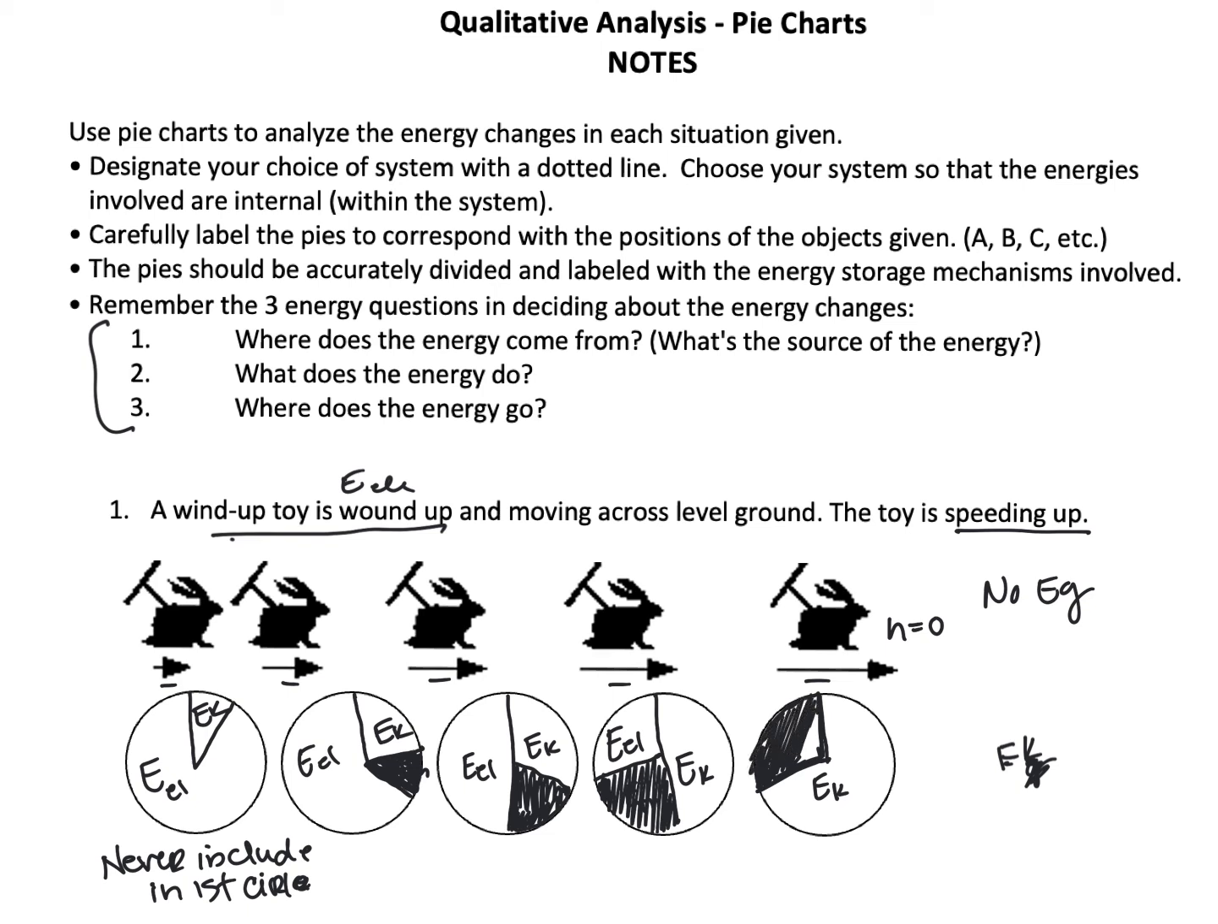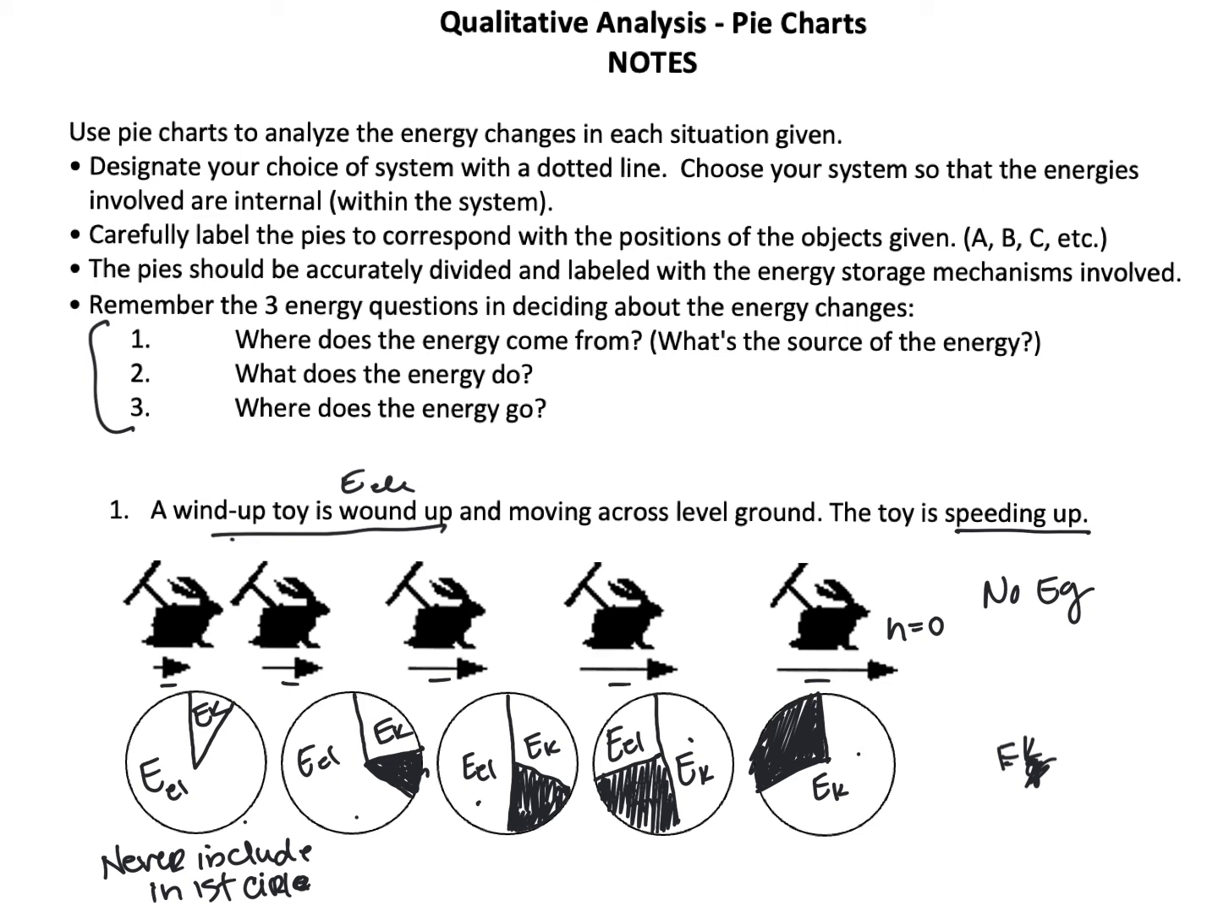Now, when you do these pie charts, there are a lot of things that we might not know. You could actually include a small amount of elastic energy in here and say that it hasn't completely unwound yet. The exact amount of kinetic energy and thermal energy at this point doesn't have to be exactly the same, but I should see that my kinetic energy is getting bigger as I go from chart 1 to chart 2 to chart 3 to chart 4 and chart 5.